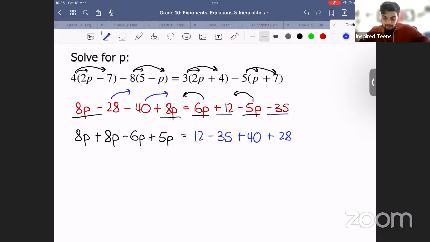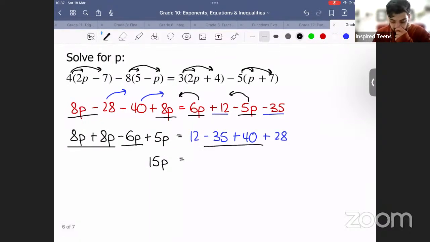Okay, so let's solve it. You guys got 3. So 8p plus 8p, that's 16, minus 6 is 10, plus 5 is 15p. Negative 35 and plus 40, that's positive 5. Positive 5 and 12 is 17. 17 and 28, that would be 35 plus 20, so it should be 55.